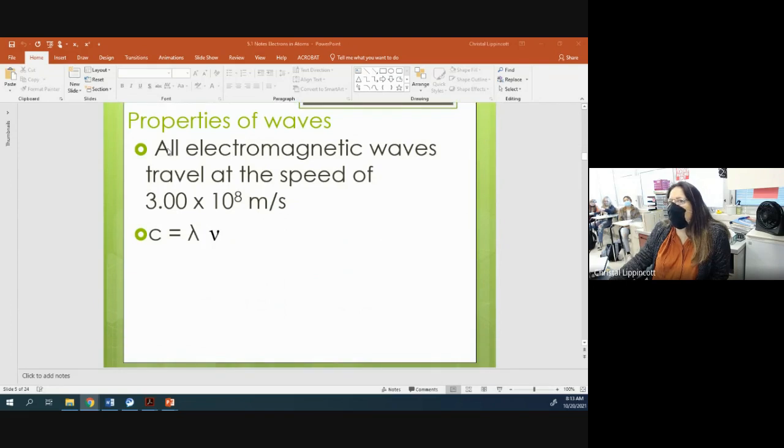So, properties of waves. All electromagnetic waves travel at 3 × 10⁸ meters per second in a vacuum.